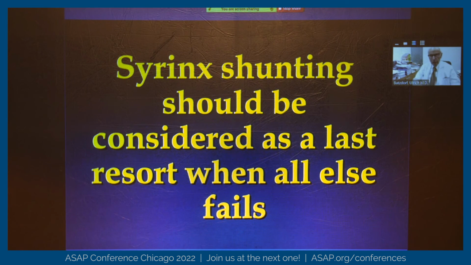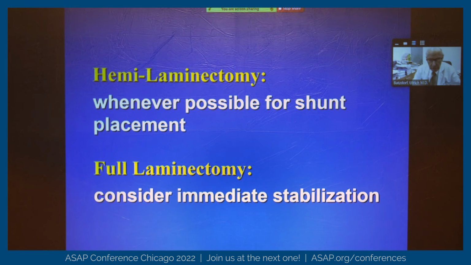So syrinx shunting is considered a last resort when we have nothing else that we can offer a patient. And whenever possible, we try to put it into the subarachnoid space. And when a full laminectomy is necessary to do it, we recommend immediate fusion stabilization.